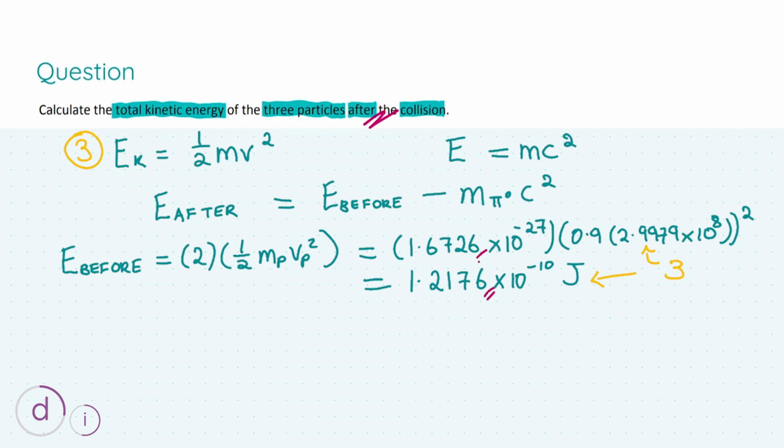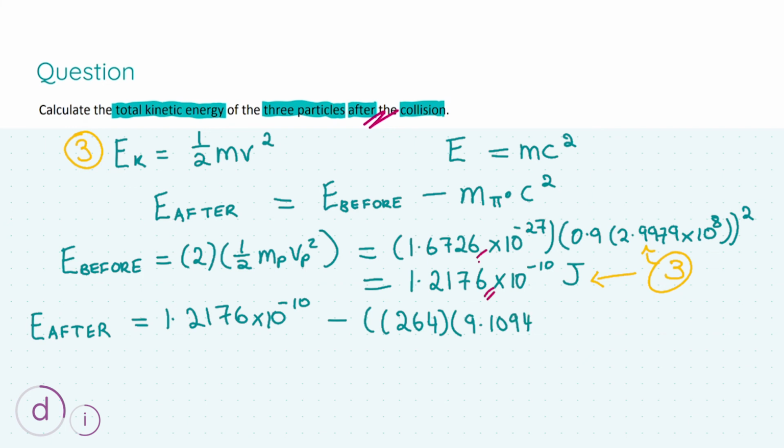Okay, so now we have to calculate the energy after the collision, and that's the energy before the collision minus the mass of a pion times the speed of light in a vacuum squared. Now, what's the mass of a neutral pion? Well, we're told in the Formulae and Tables book that it's 264 times the mass of the electron. Okay, so we have here the mass of an electron, and it's being multiplied by 264 because, as I said before, the mass of a pion is 264 times the mass of an electron. Again, having the speed of light all squared and keeping all of our values to 4 decimal places or 5 significant figures.